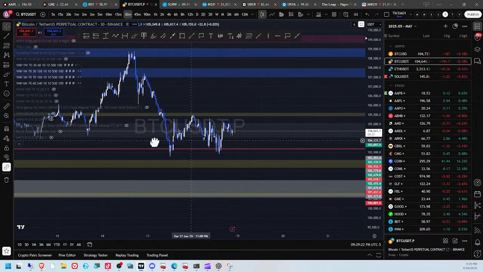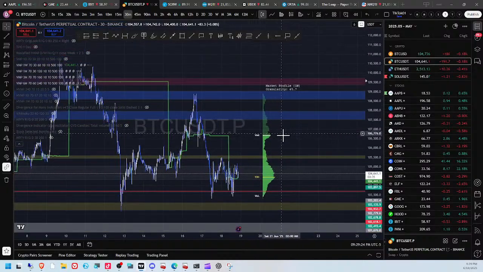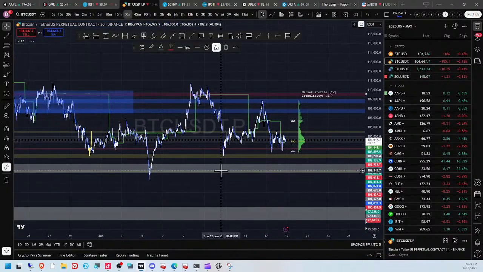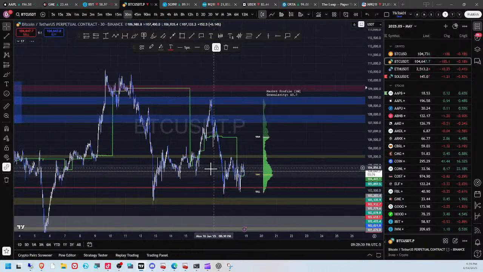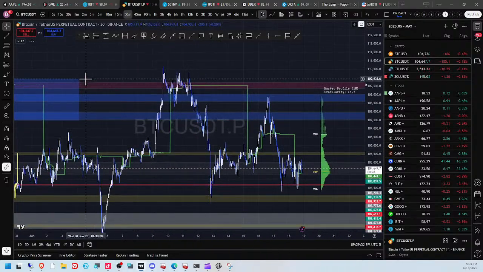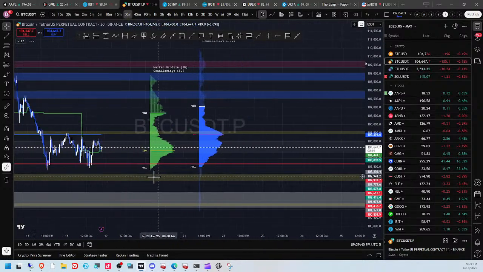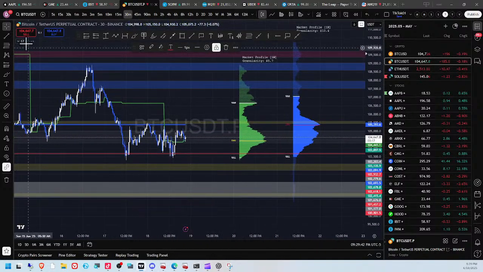Let's see. I'll let these indicators load, but I did make a stream earlier in the week where I explained my reasoning for my drawings and my support resistance levels. And so for right now, we're at Wednesday.